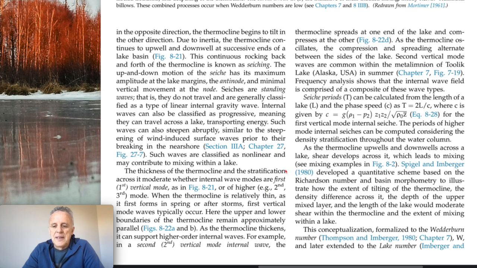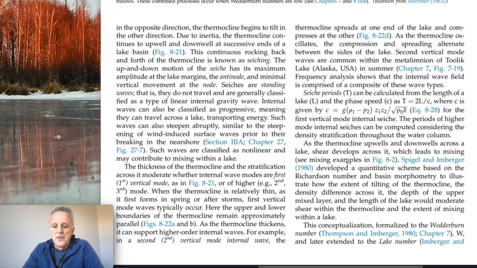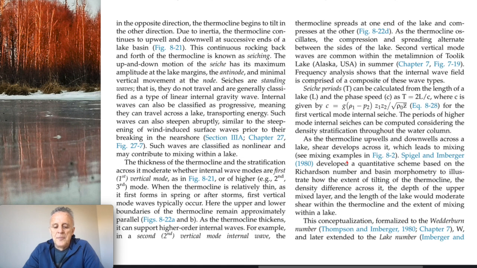Seiche periods can be calculated from the length of a lake and the phase speed, as T is equal to 2L over C, where C is given by this formula for the first vertical mode internal seiche. The periods of higher mode internal seiches can be computed considering the density stratification throughout the water column.